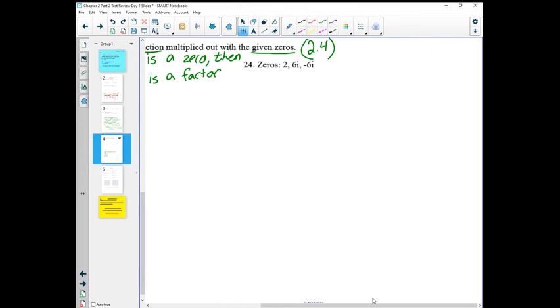On question 24, these are the zeros I give to you. Since 2 is a 0, x minus 2 is a factor. Since 6i, it's an imaginary 0, but it still works the same way. Since 6i is a 0, x minus 6i is a factor. And same thing with the last imaginary 0. Since negative 6i is a 0, x plus 6i is a factor.